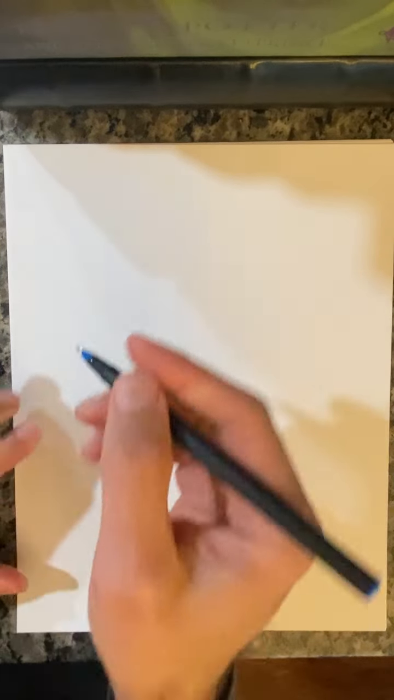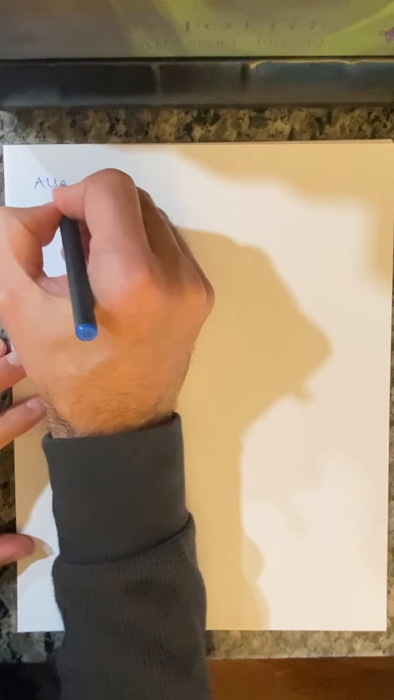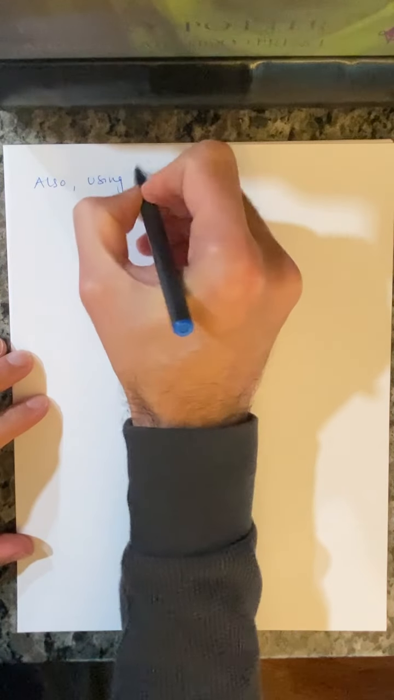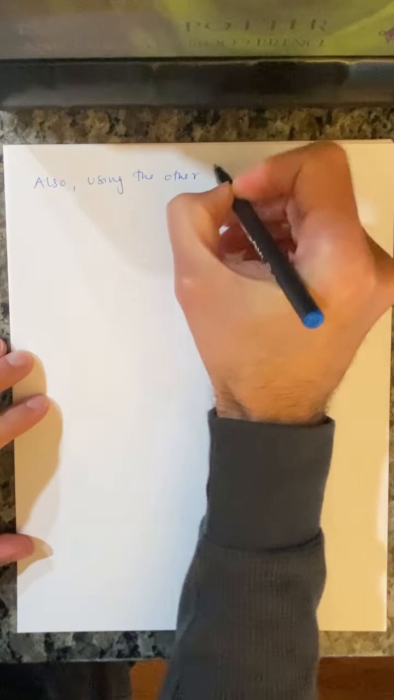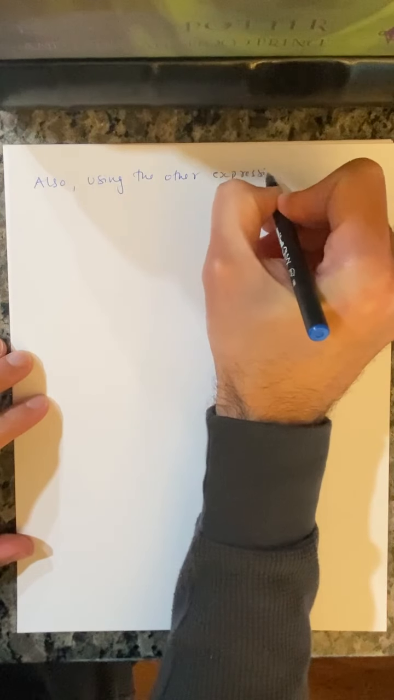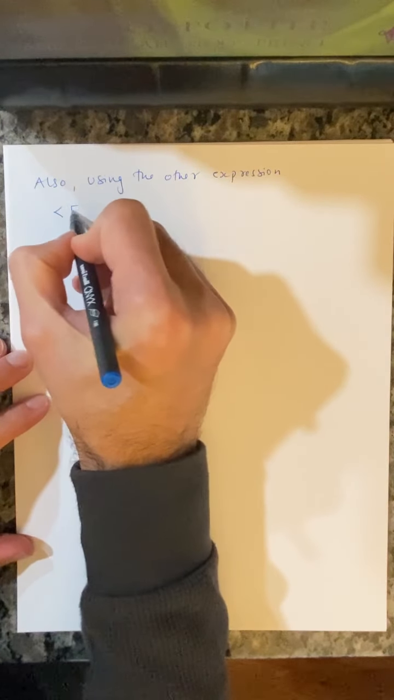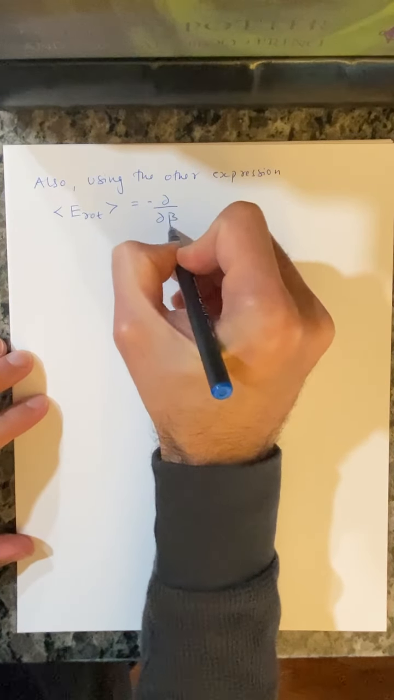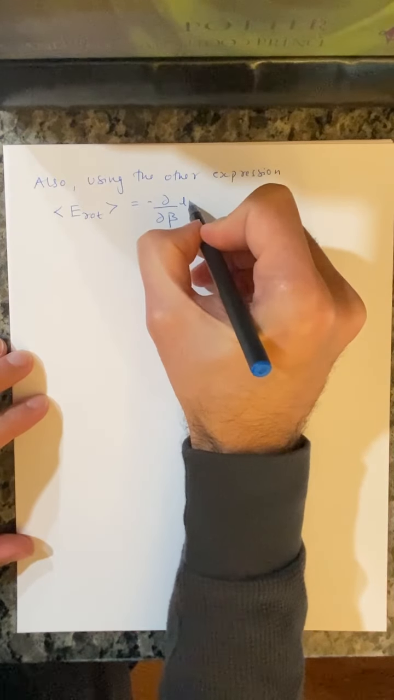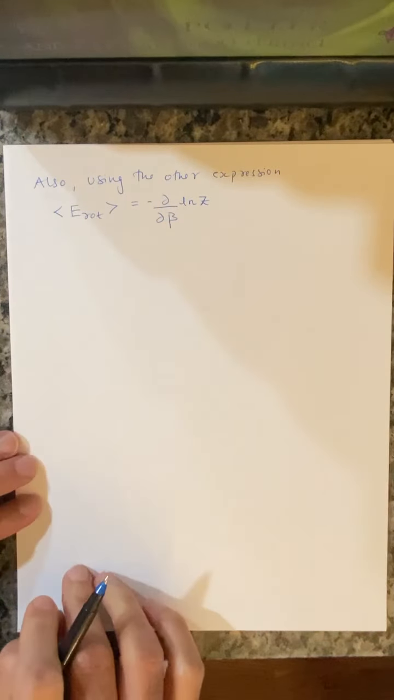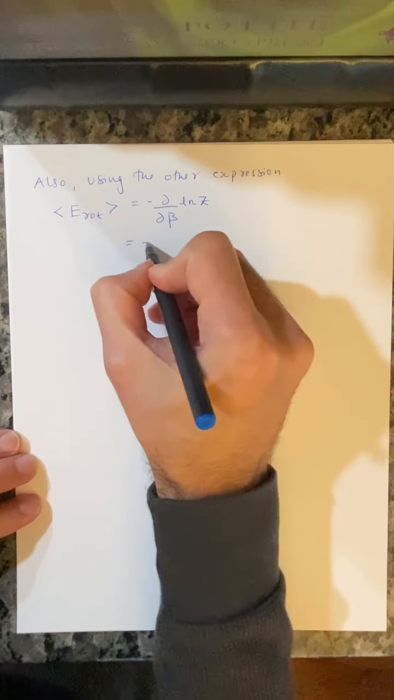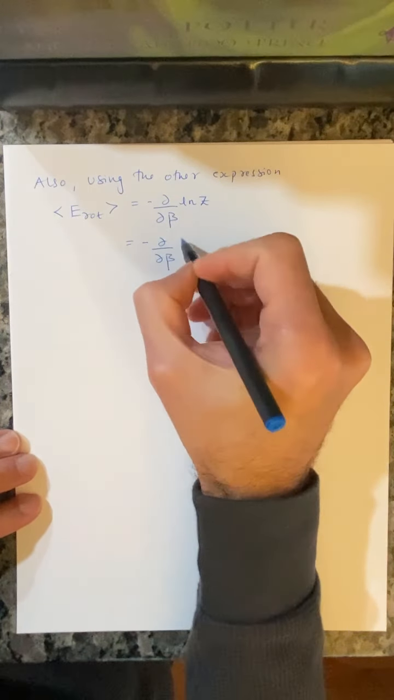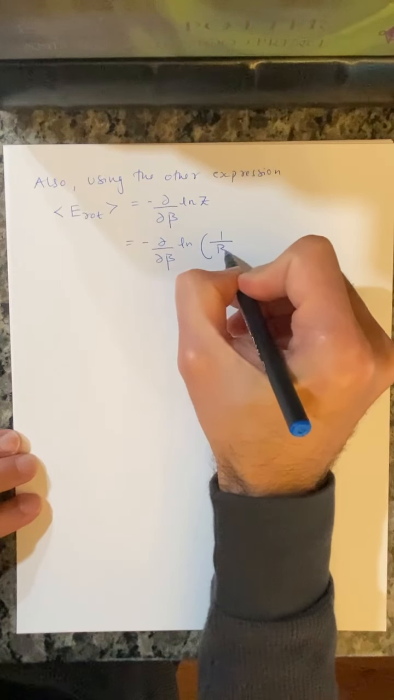And as you all know, the second formula, which you all can use, is using the other expression. In this case, what was the other expression? E rotational can also be given as minus the derivative with respect to beta of the logarithm of the partition function. Plug that value in. This is going to be equal to minus ln 1 over BE.